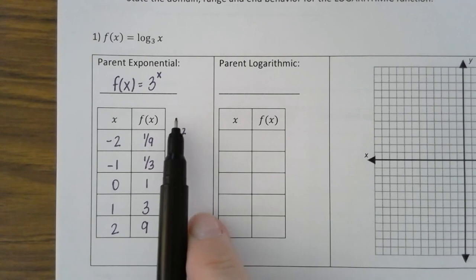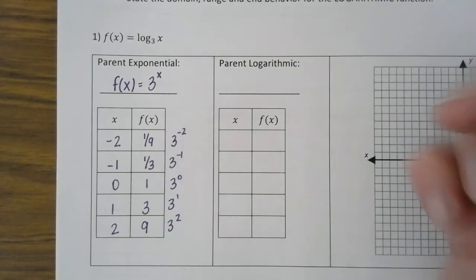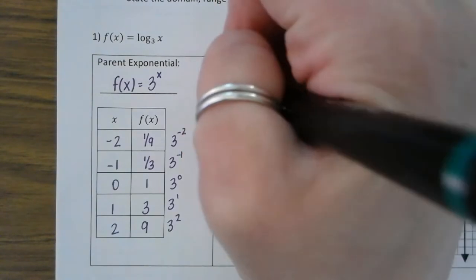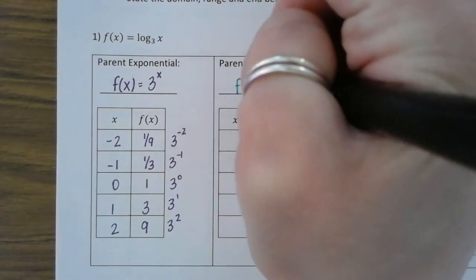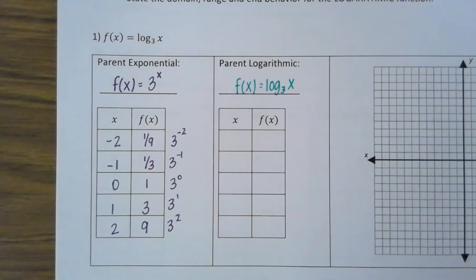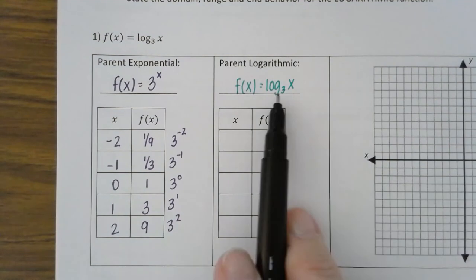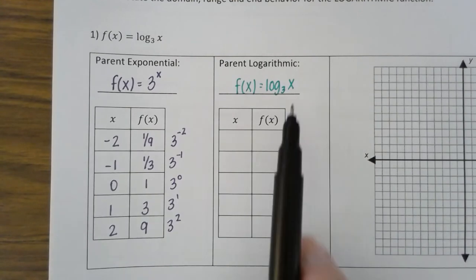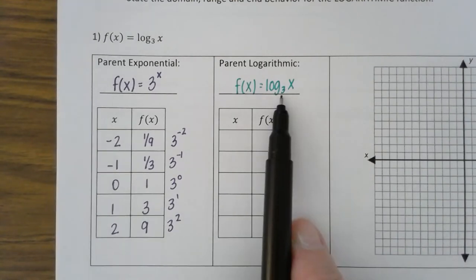And then to get the parent logarithmic function, the logarithmic function is just going to be our log base 3 of x function. Again, that 3 should be written below as a subscript.